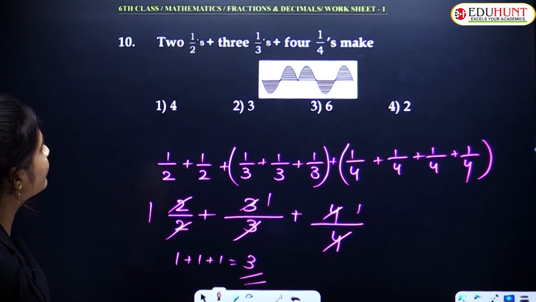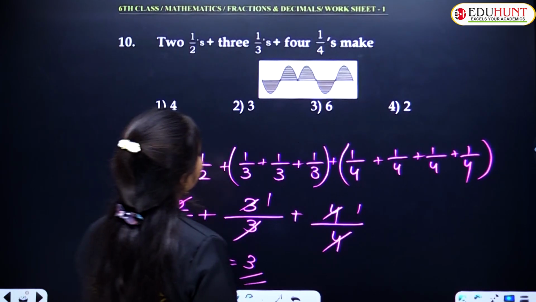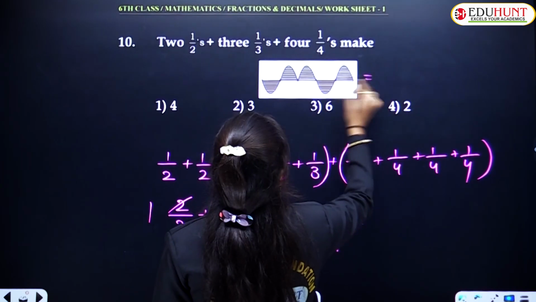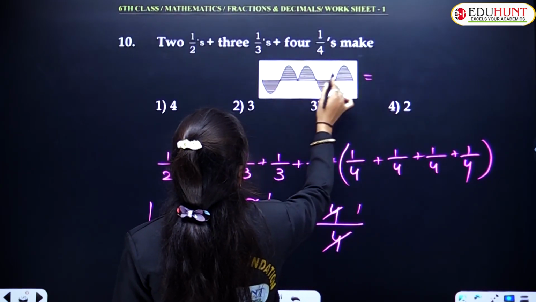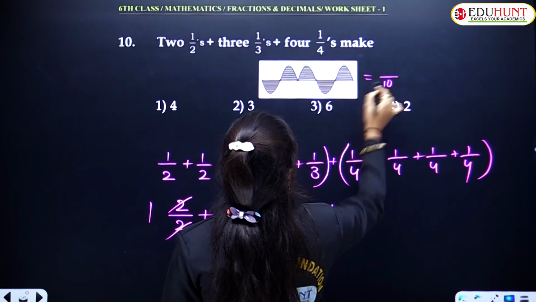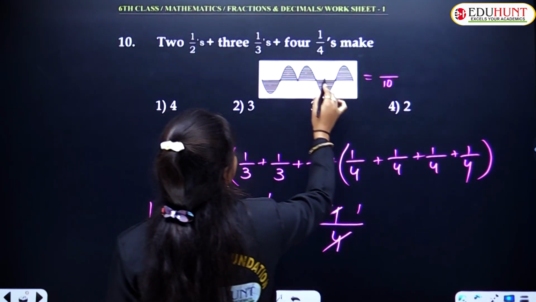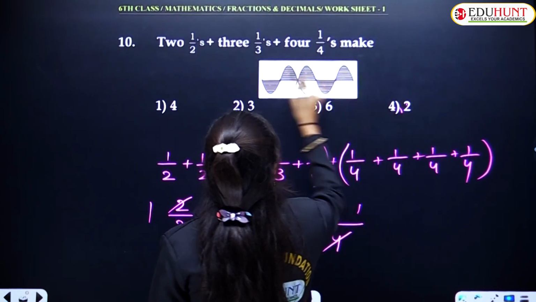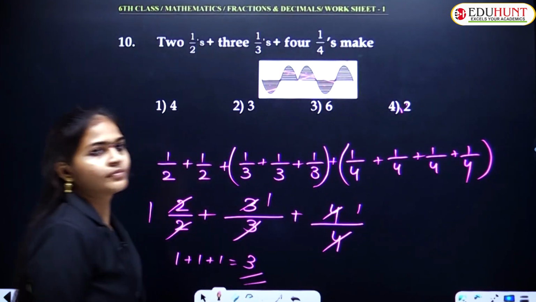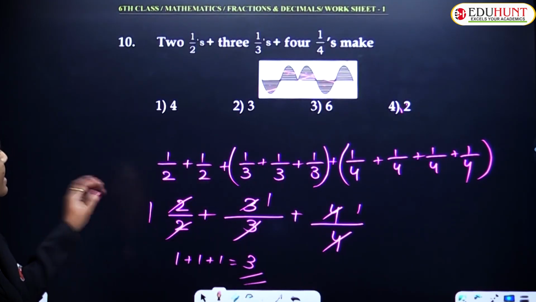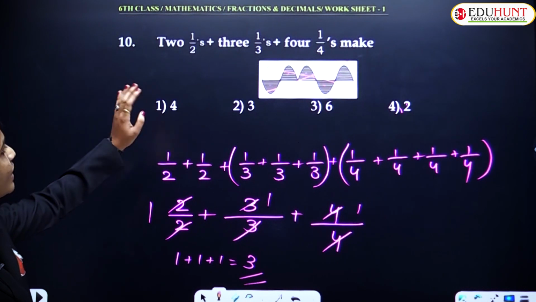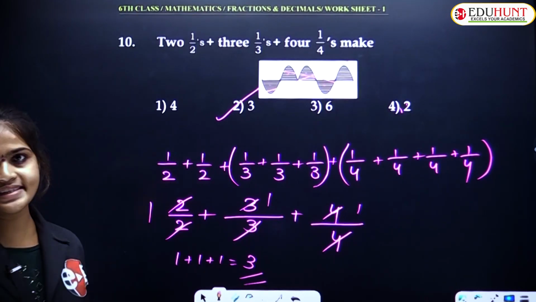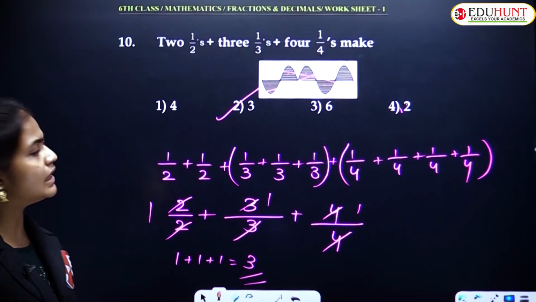Understand? But why did they give the fraction form? Just to say that 1, 2, 3, 4, 5, so 5 by 5 we are getting here. Total number of parts 1, 2, 3, 4, 5, so the total number of parts is 10. And shaded parts 1, 2, 3, 4, 5. 5 by 10, shaded parts 1 by 2. So here, just to see the children, this picture is not necessary. That is not related to this question. The question is just 2 1 by 2s, 3 1 by 3s, 4 1 by 4s make 3. So option 2 is correct. Understand, ma? That picture is not related to this, I think.